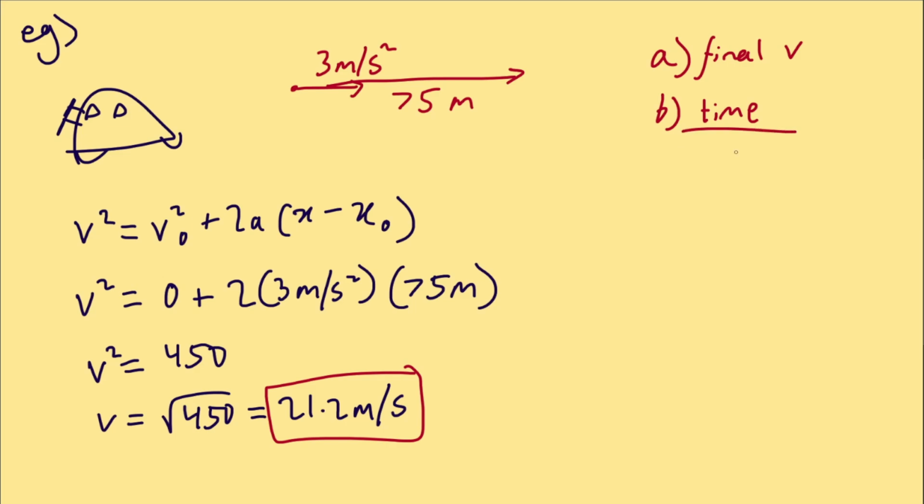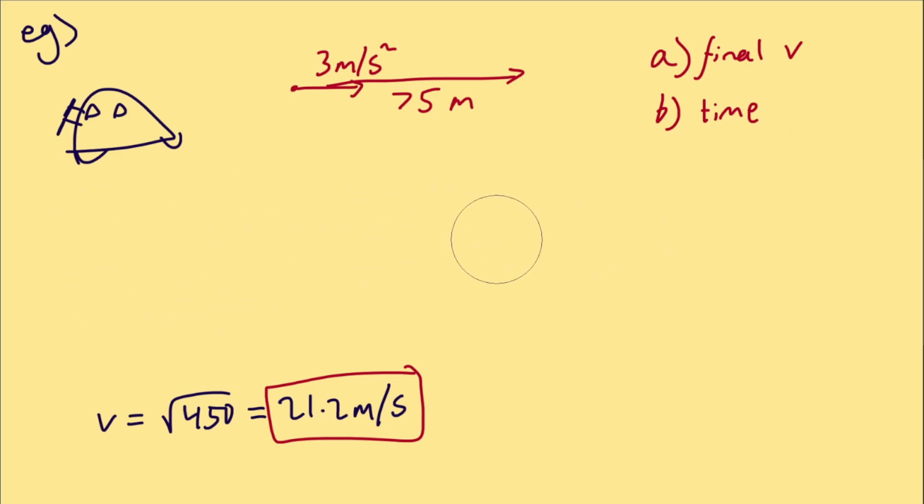Now let's tackle the second part of the problem. How do you find the time taken? Well, it's easier now that we know the velocity. If you rearrange the average velocity equation to solve for time, you get t equals x minus x0 over average velocity. And you might think, oh, we can just plug this in. No, we can't, because this is the final velocity.